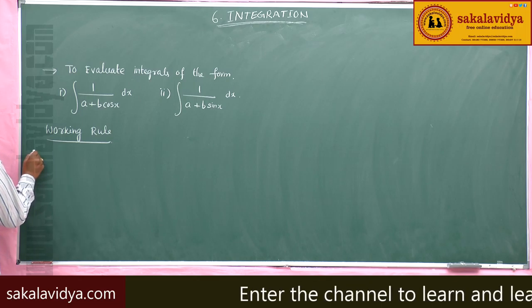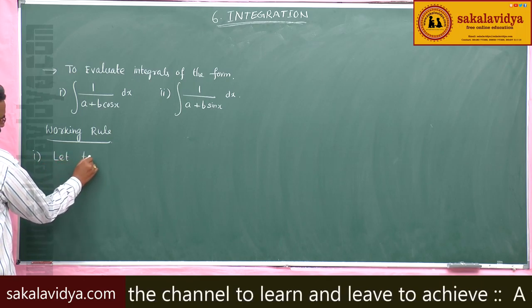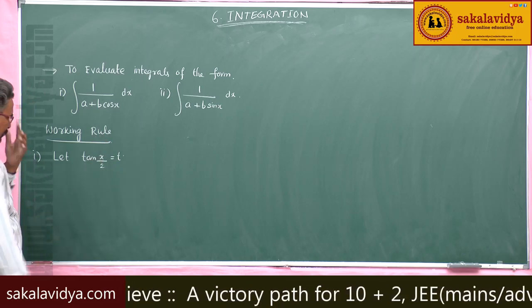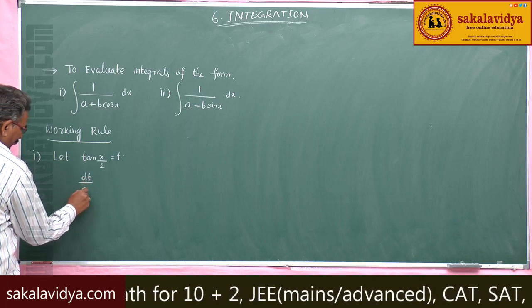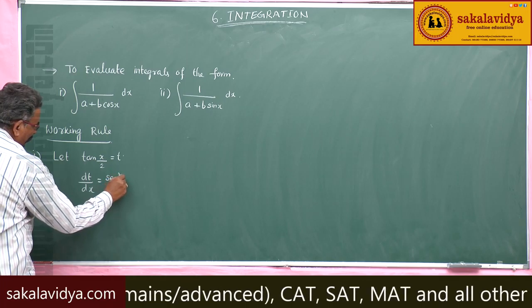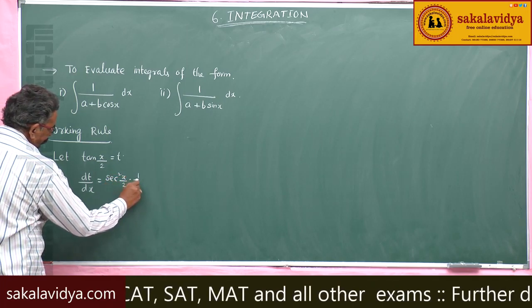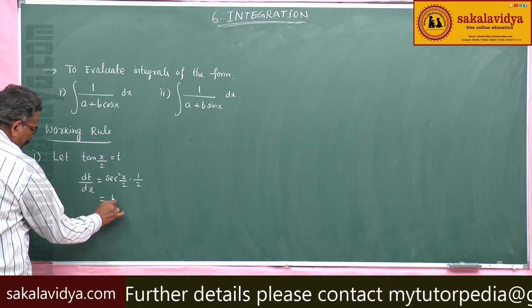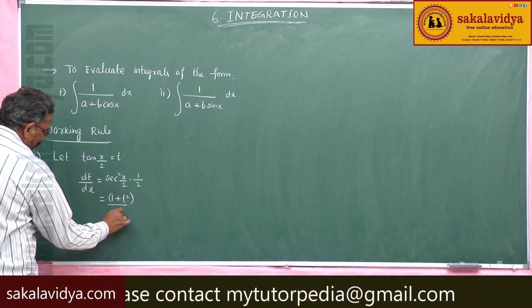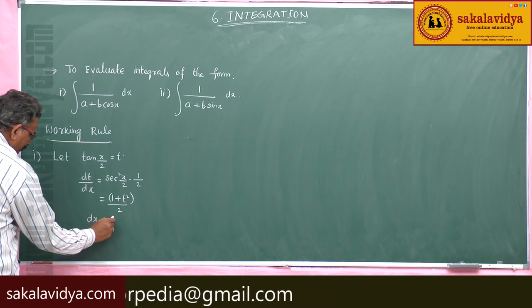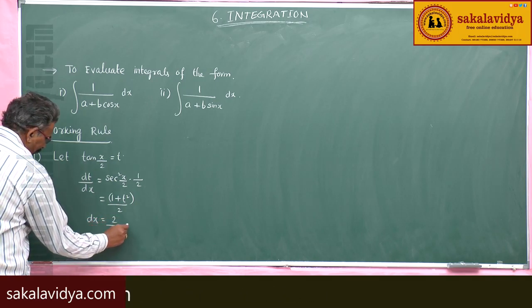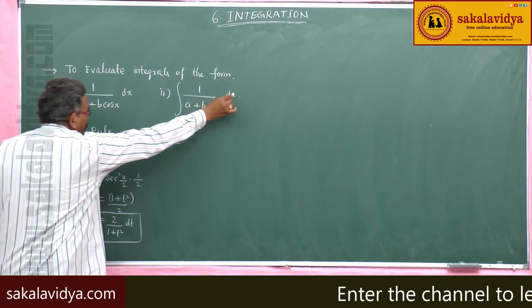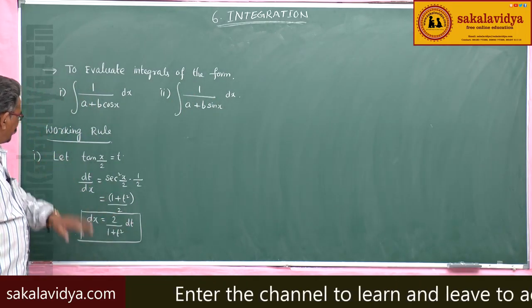So for 1, let us suppose tan x by 2 is equal to t. Then if you differentiate on both sides, what do you get now? dt by dx is equal to secant square x by 2 into, x by 2 differentiation is 1 by 2. Now if tan x by 2 is equal to t, secant square x by 2 is 1 plus t square, and by 2. Now what does dx become? dx is equal to 2 by 1 plus t square dt. Now dx in both cases is replaced by 2 by 1 plus t square dt.